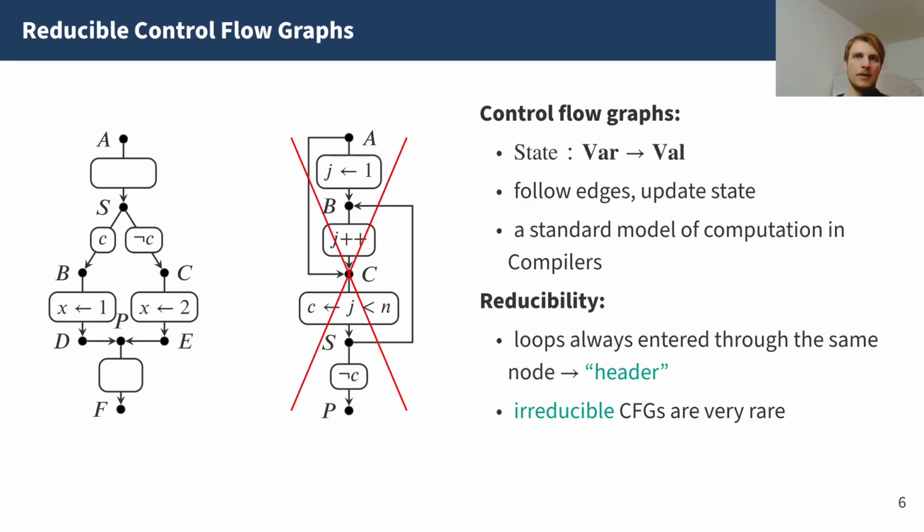We require a property called reducibility. In a reducible control flow graph, loops are always entered through the same node. This node is then called the header. For an irreducible control flow graph, you actually would need a goto to jump inside of a loop, like in this crossed out example. Since this practice is highly discouraged, if even possible in most programming languages, almost all control flow graphs are actually reducible. The existence and uniqueness of headers allow for counting the iterations of the loop, which will be important later on.